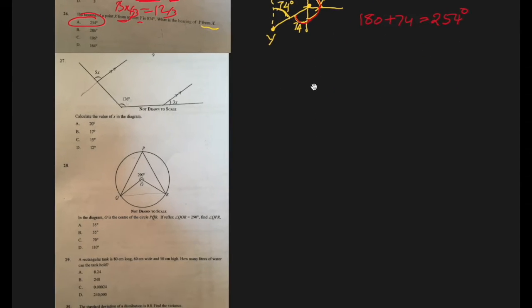27. These two lines are parallel, they have given x's and this angle. Calculate the value of x in the diagram. So let's extend this, a parallel line to this, and make it here, so that there is a relationship between these two. How? This is 3x, this is going to be 3x, right? Because these two are parallel lines, this is going to be 3x as well, alternate angles.